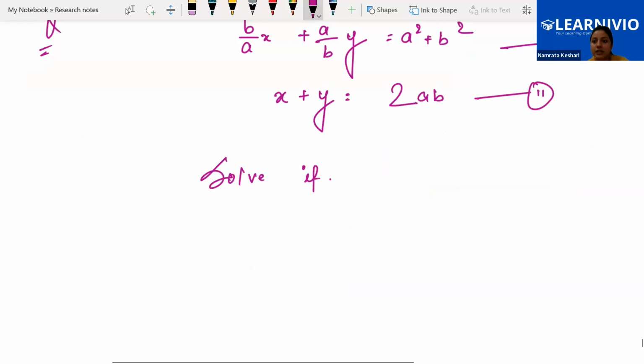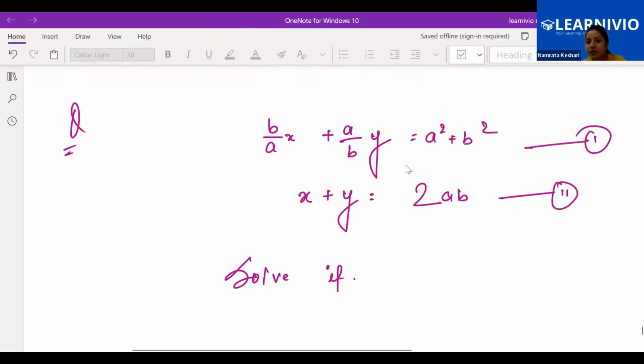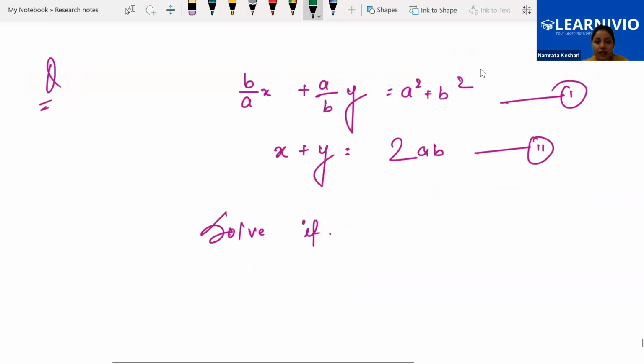So, yes, Ziana, have you started solving this one? Are you getting it, Ziana? No, ma'am. Okay, no worries. We'll be doing it now. Let me check whether it has infinitely many solution or what.